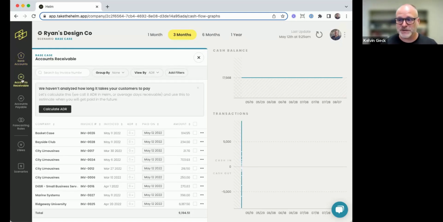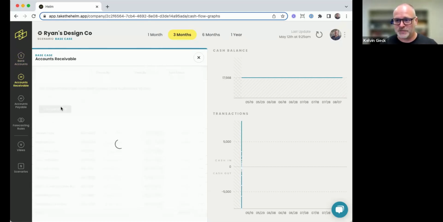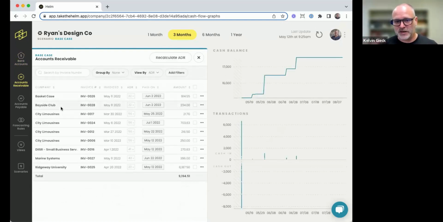Then we go into accounts receivable, and we take a look here at what we've got in our listing. The nice thing about Helm is we can calculate what we call average days receivable. This is using the data that we pulled, and it's making a bunch of calculations in terms of how our customers pay us. And so you can see immediately our graph changed. That's because we've got accounts receivable in the system, and Helm calculated how these customers have paid us in the past. And that's dictating how they will pay us in the future.